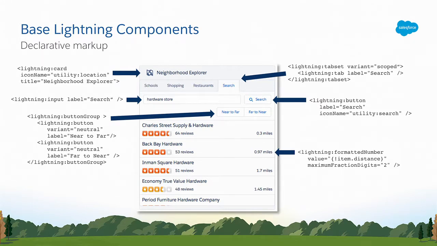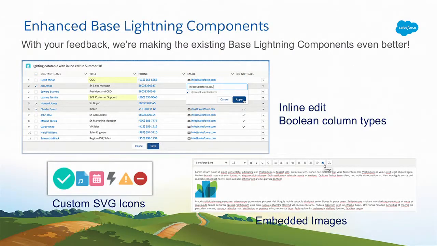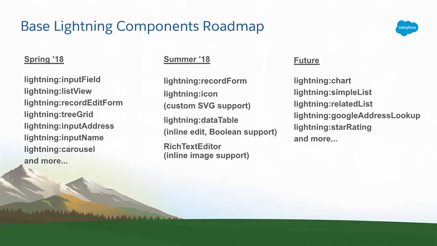Okay? So, with that in mind, as I said, each time we're giving you more and more things. So if you think you know a component, each release, it behooves you to go back to the release notes and take a look, because we may have updated components. For example, in the summer release, we added inline edit to data table. We added Boolean column types. We gave you the ability in Lightning Icon to use your own custom SVG icons. So we're going to continue to improve these.